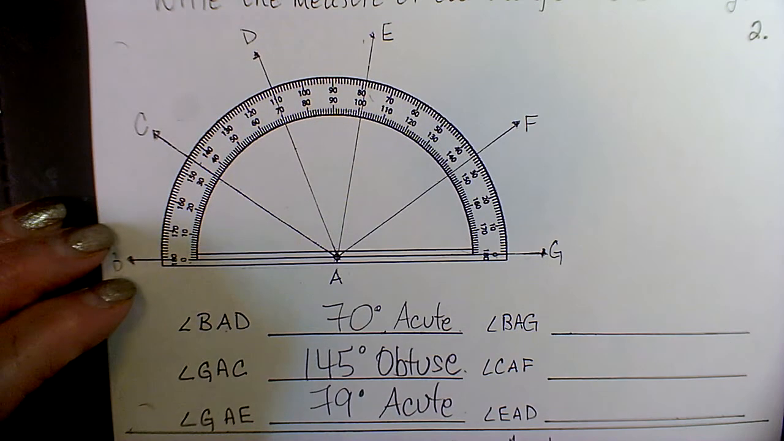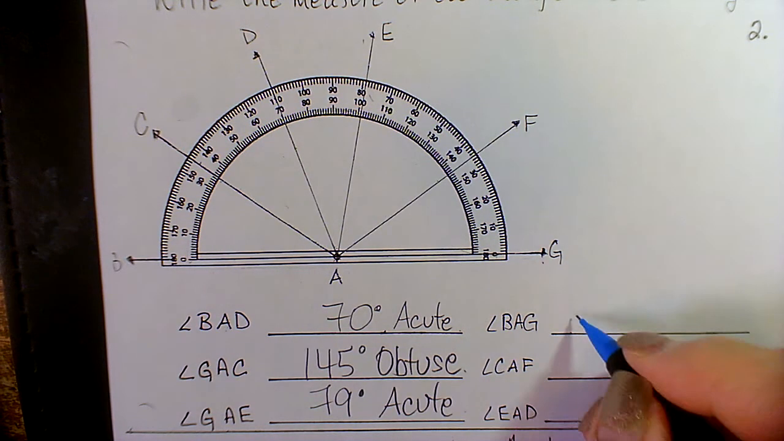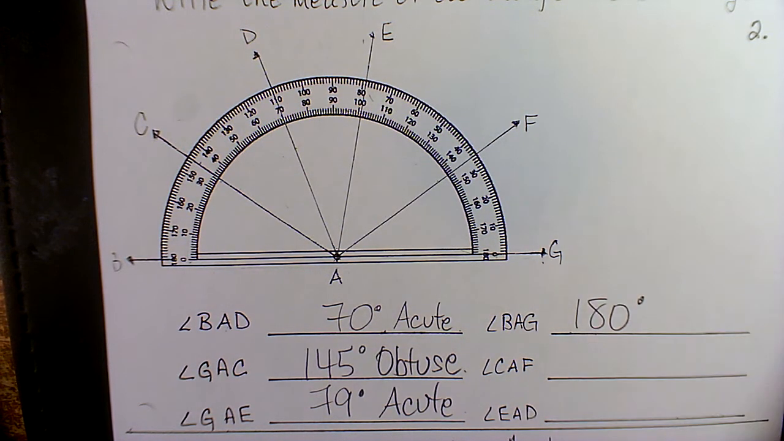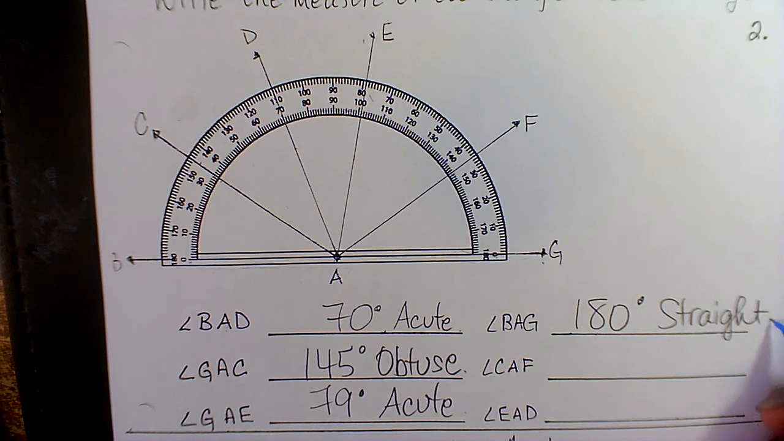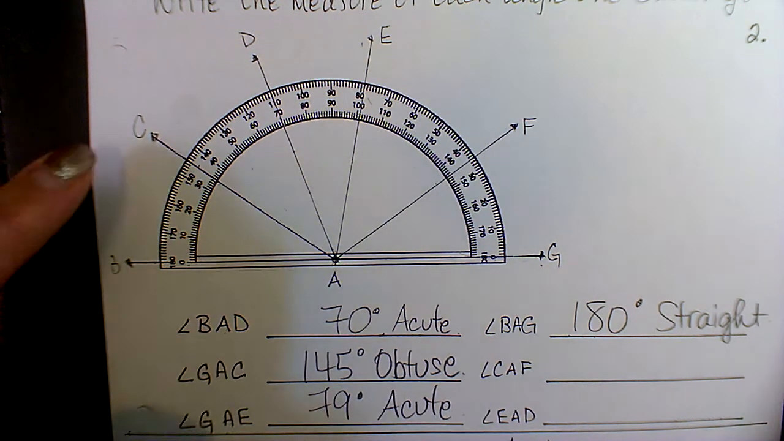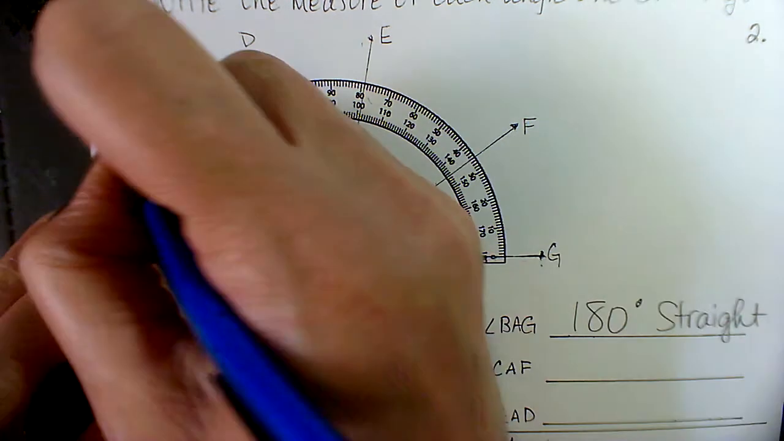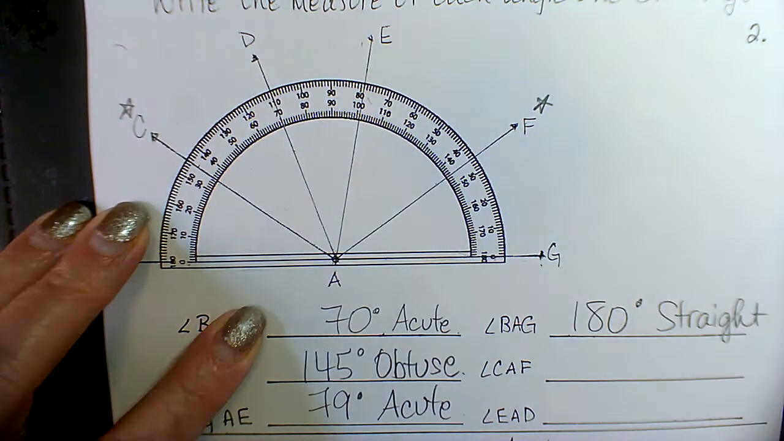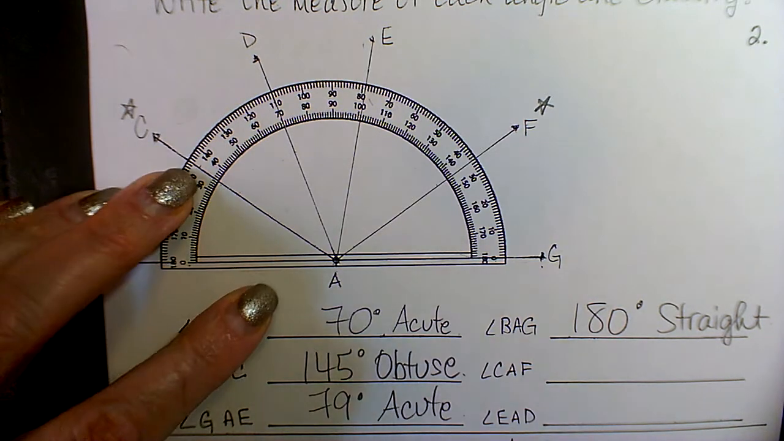All right. B-A-G, B to A to G. Oh, that's straight right across, 180 degrees. And that's my straight angle. Now these last two are going to be a little different because of the fact that I'm going from a C to an A to an F. I'm starting here and ending up over here. So how do I know that?